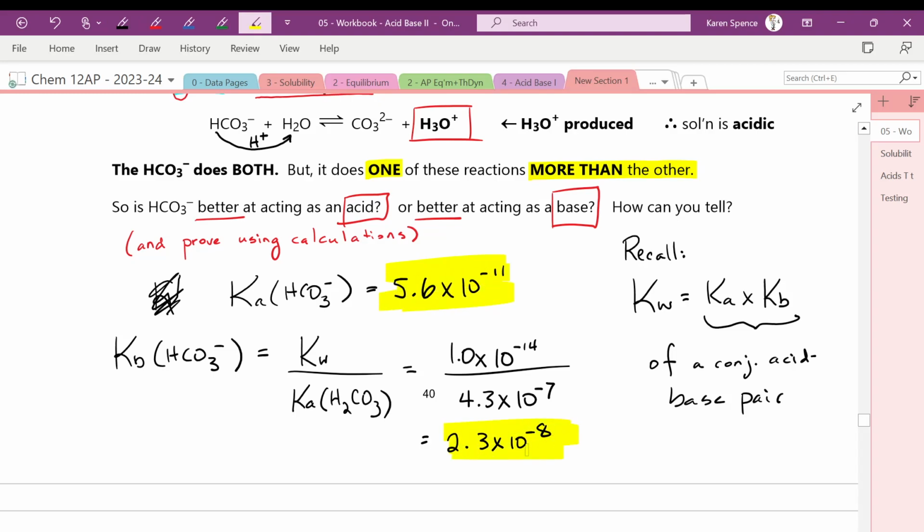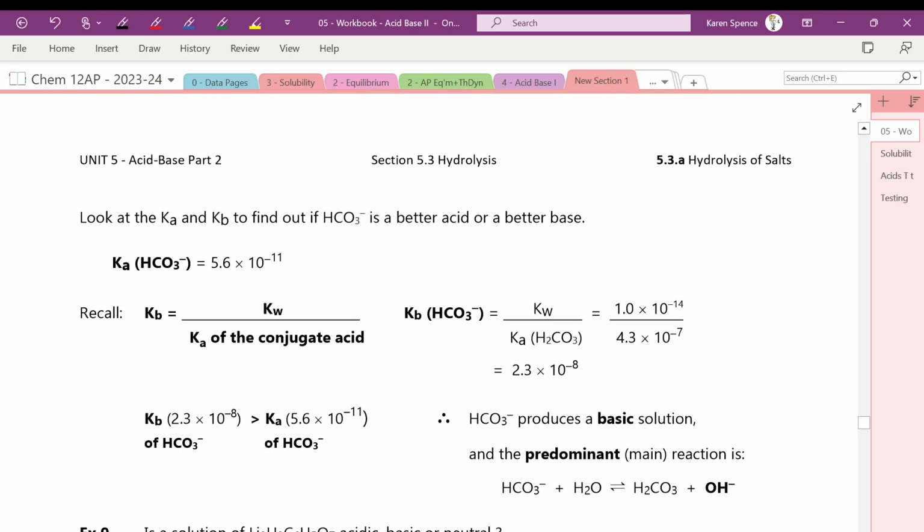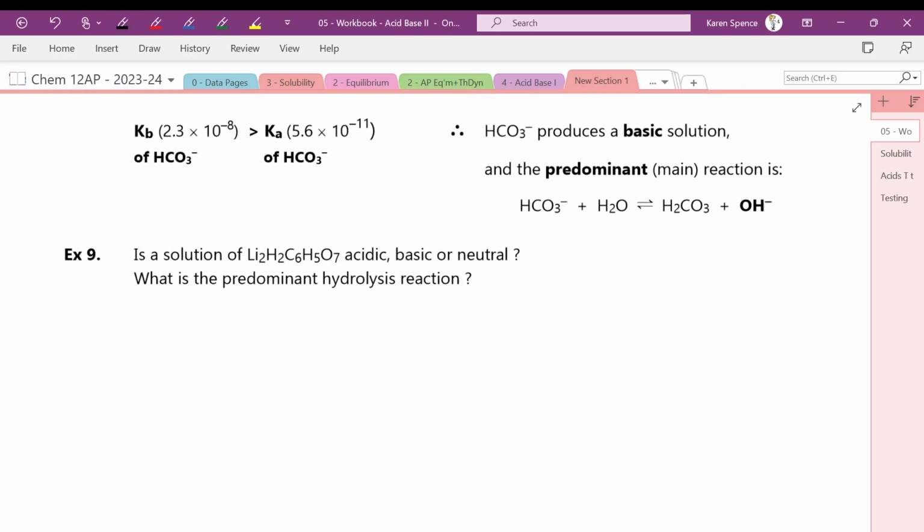Did you get Kb as 2.3 times 10 to the minus 8? Yes. Okay, and then you would make a statement. If this was a written response, you would say Kb is greater than Ka, therefore the solution will be basic. Good? Okay, you get to try this one on your own.